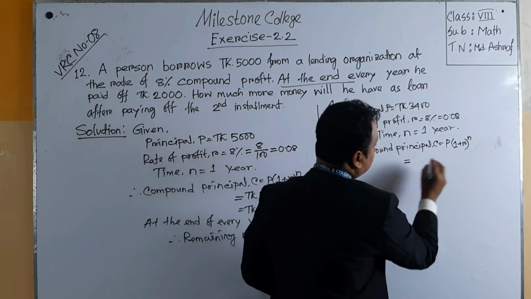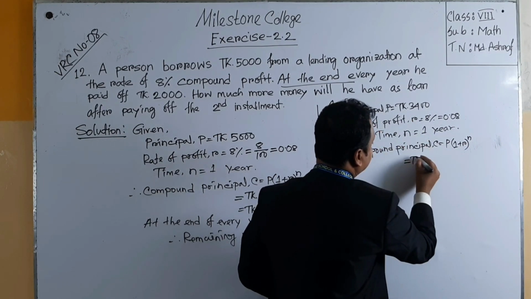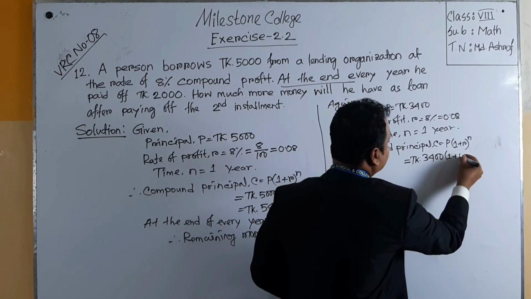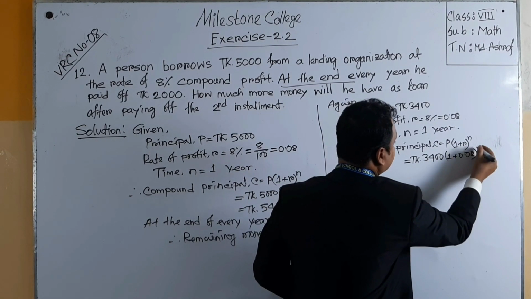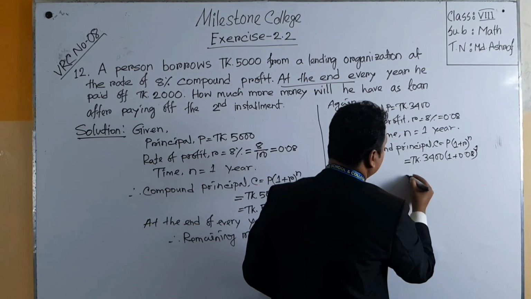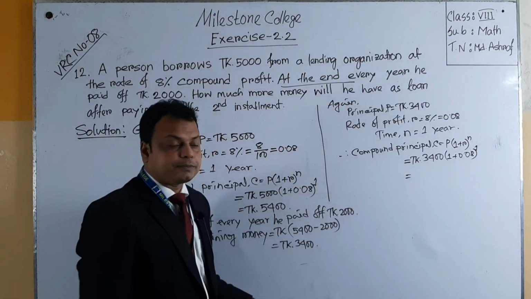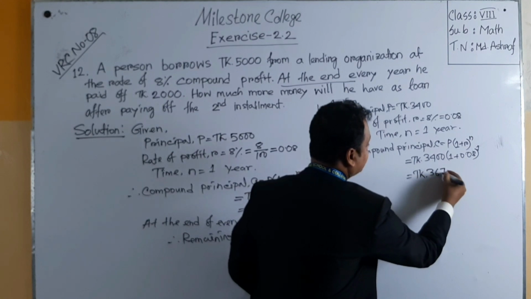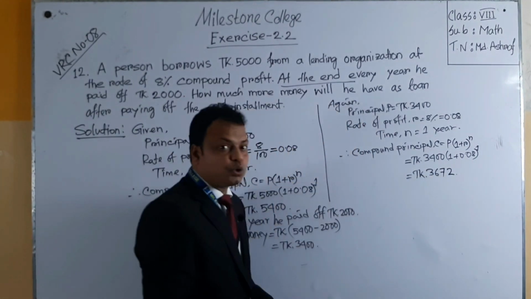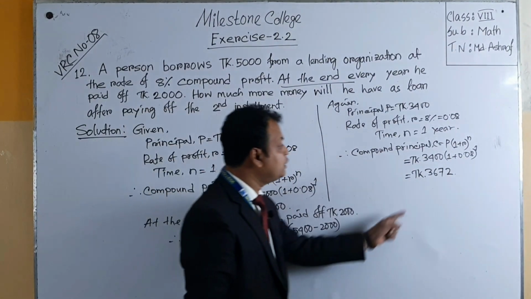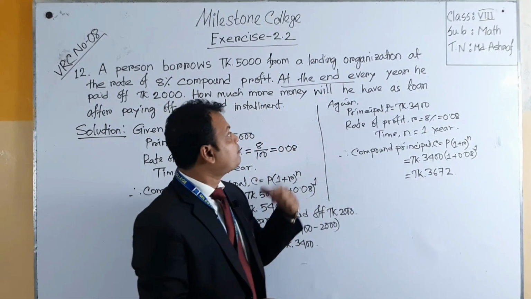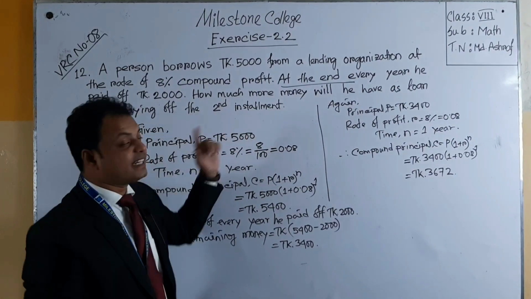Now put the value. The value of P is taka 3,400 into (1 plus R), 0.08, power will be n, value of n is 1. Calculate this one, you will get taka 3,672. So after 2 years the bank will get taka 3,672, and the person has paid off the second installment.